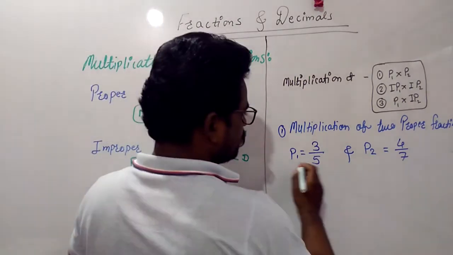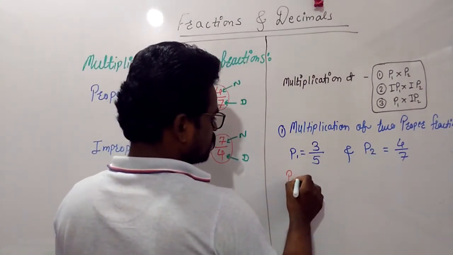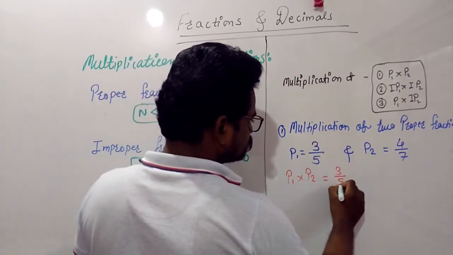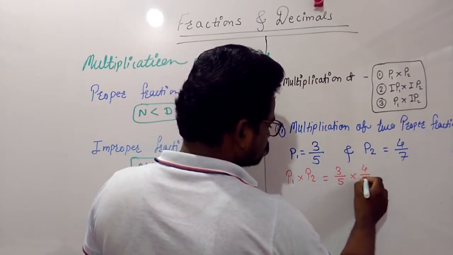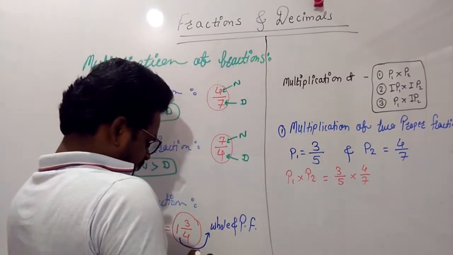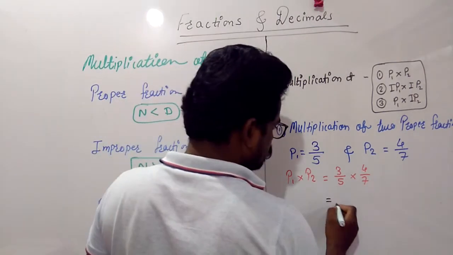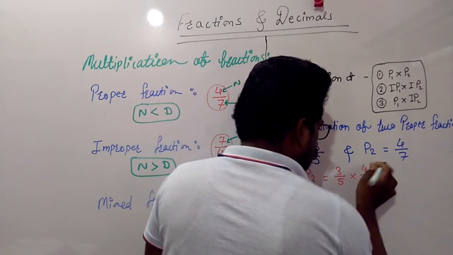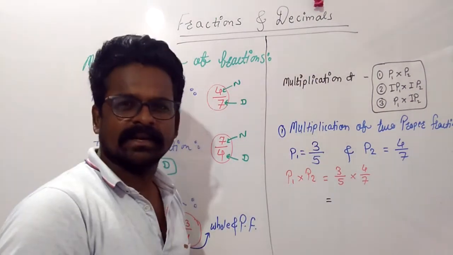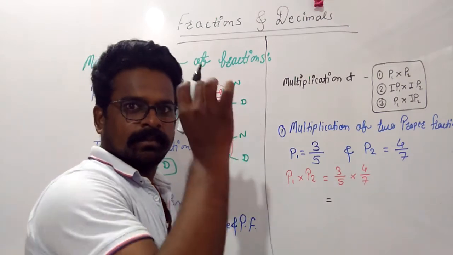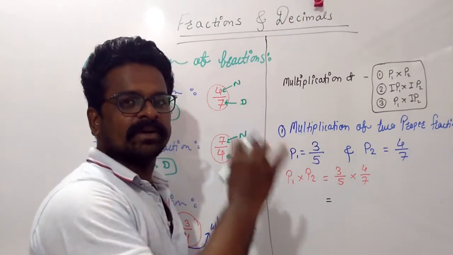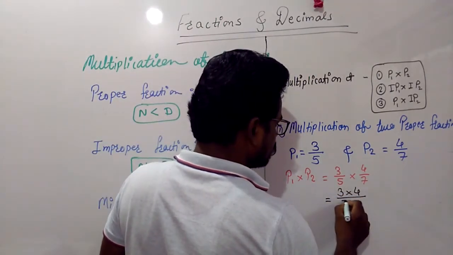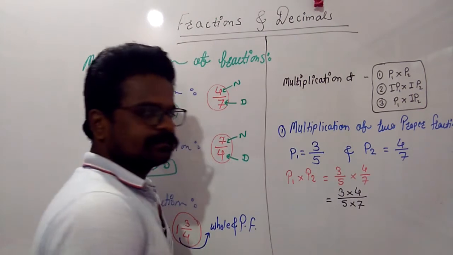Now see here, if we do the multiplication of two proper fractions, P1 into P2, then we will get 3 by 5 into 4 by 7. So we can write it this way: this is equal to the product of all numerators in the numerator and the product of all denominators in the denominator. So 3 into 4 divided by 5 into 7.